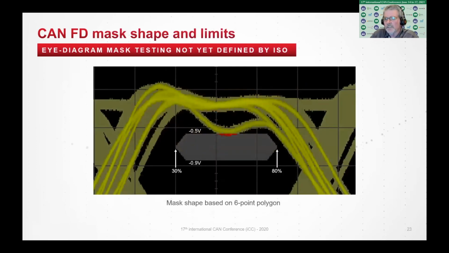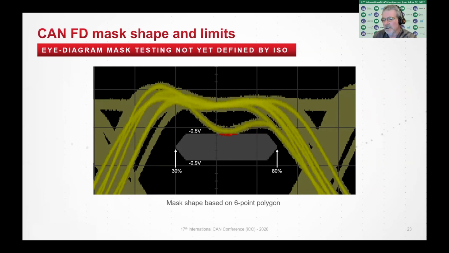Now, what is the mask based on? The eye diagram mask itself, the limits, the shape of it is very typical for a lot of serial buses. It's a 6-point polygon, but it is not defined by ISO. I personally defined this mask because it didn't exist in any standards. I based the upper limits on the -5-point threshold, the lower limits on the -9-point threshold. And we have masks for both dominant bit low and dominant bit high.